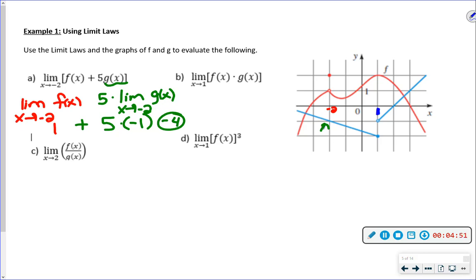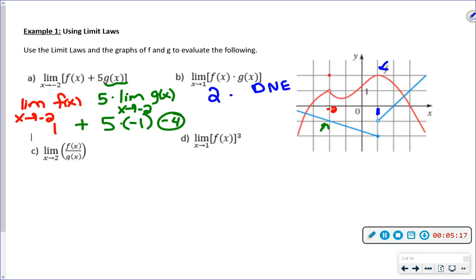So again, from the left, we're getting here to 2. The right approaches 2, so I'm going to put 2 for that one. We're going to multiply. Then I'm going to do the limit for g as we're approaching 1. So let's take a look here. G as I'm approaching 1 from the left, 1 from the right. I don't like it. DNE for this guy, because we have a jump.